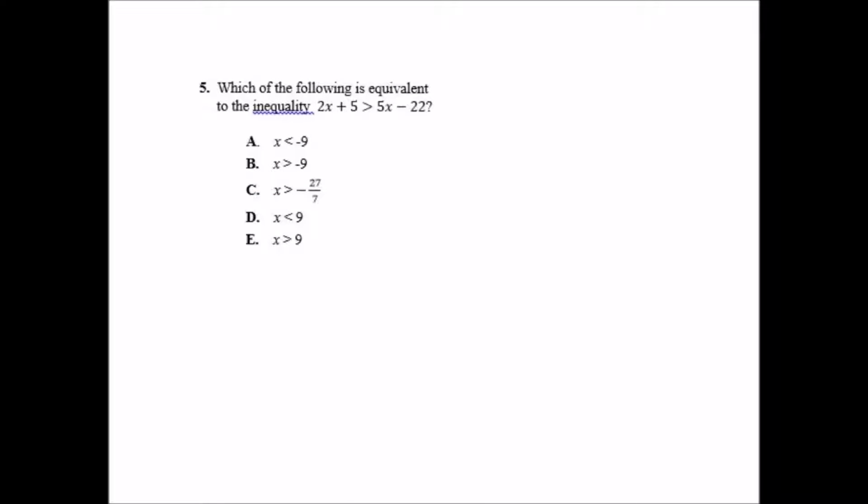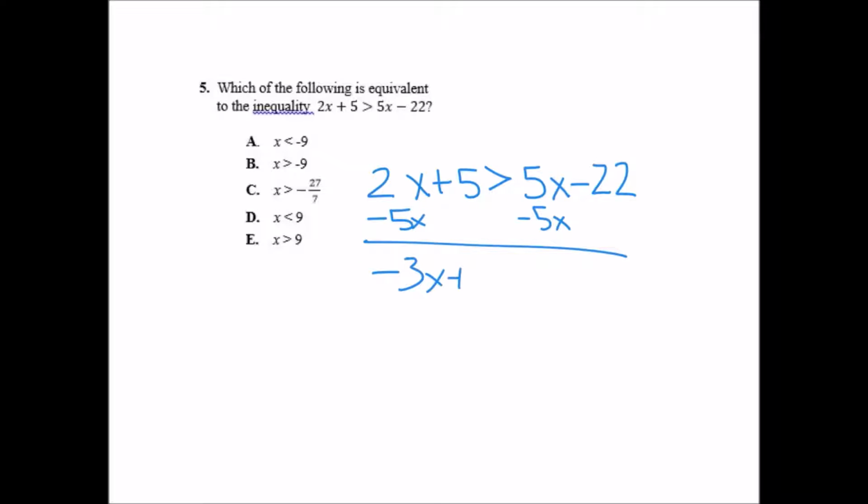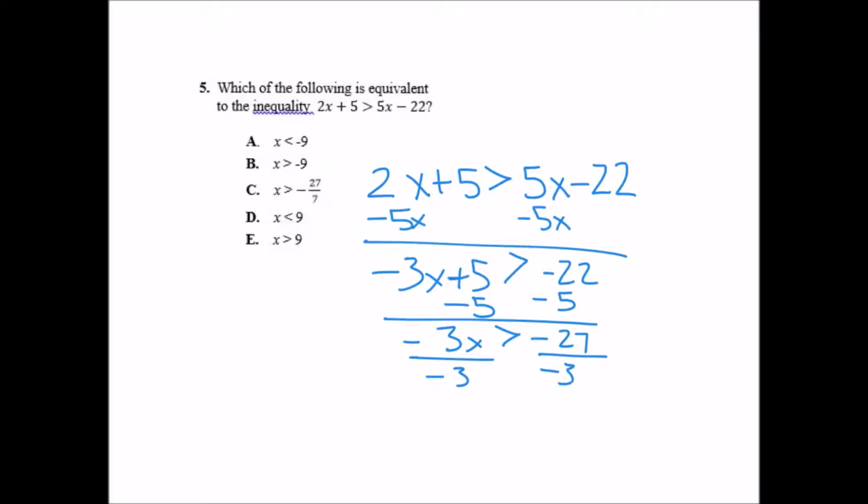Question number 5, which of the following is equivalent to this inequality? What you need to do is solve for x. So rewrite the problem here. Take away 5x from both sides. This is negative 3x plus 5 is greater than negative 22. Take away 5 from both sides. We get negative 3x is greater than negative 27. Divide both sides by negative 3. Don't forget to flip the sign because you just divided by a negative. You get x is less than 9. The correct answer is D.